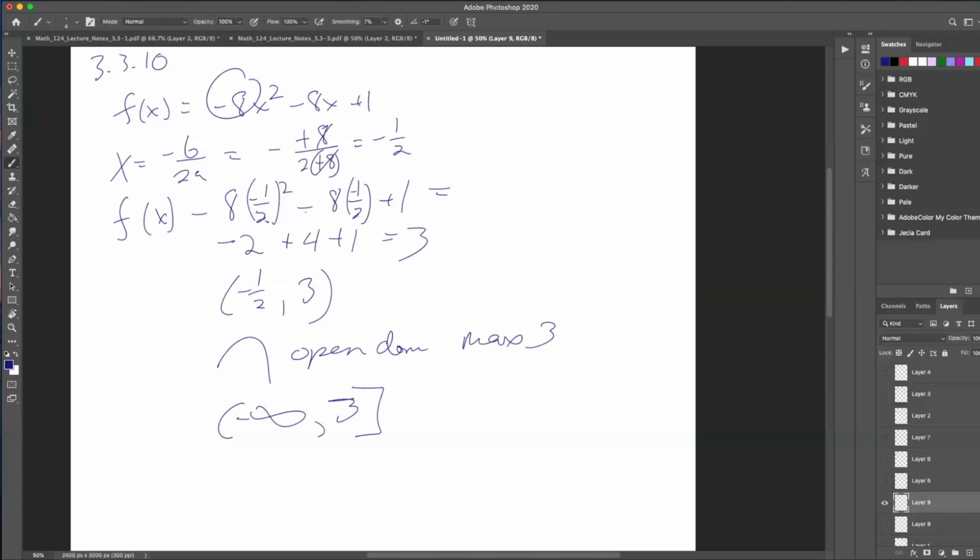And then it wants to know where it's increasing or decreasing. It's going to be increasing up to the vertex, the point at negative a half, 3. So it's increasing from minus infinity to negative half, with a parenthesis because we don't include the point, and it's decreasing from negative half all the way to infinity.